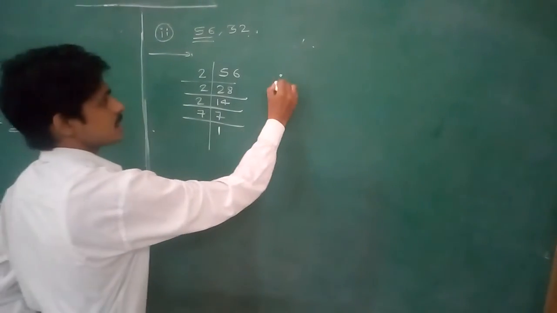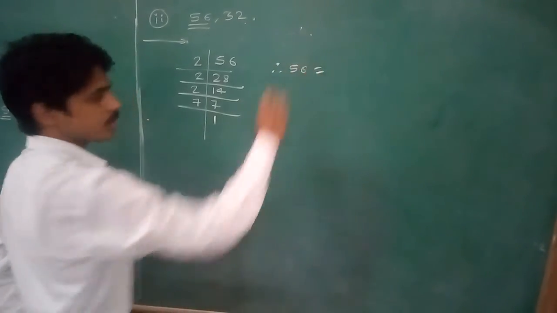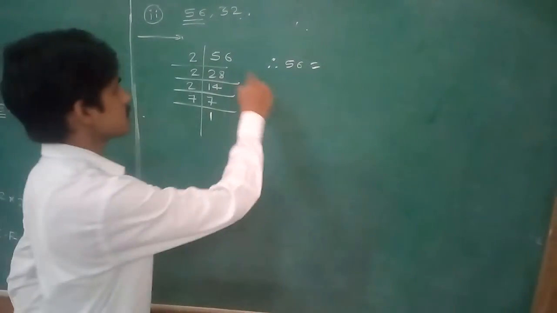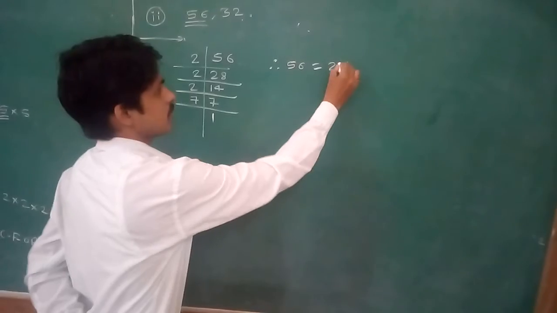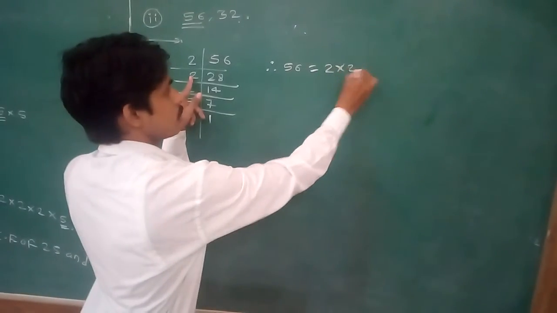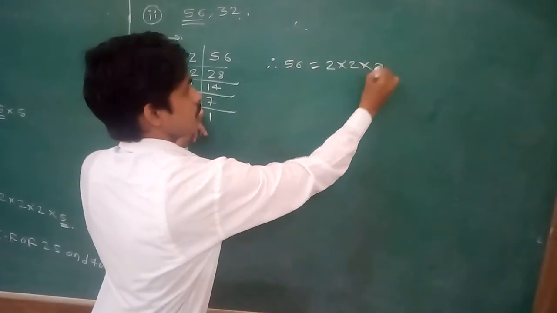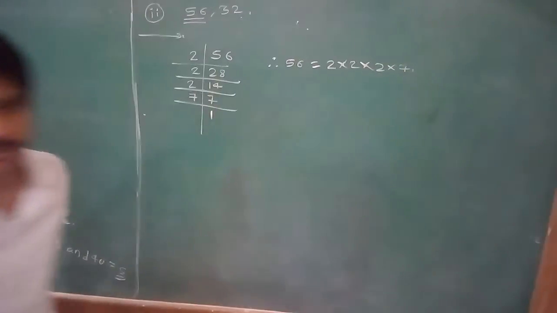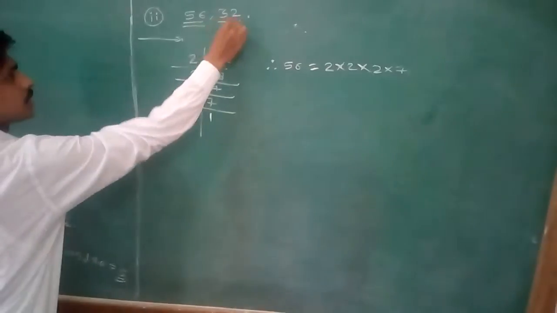Therefore 56 can be written in the prime factorization method like this: 2 multiplied by 2 multiplied by 2 multiplied by 7.